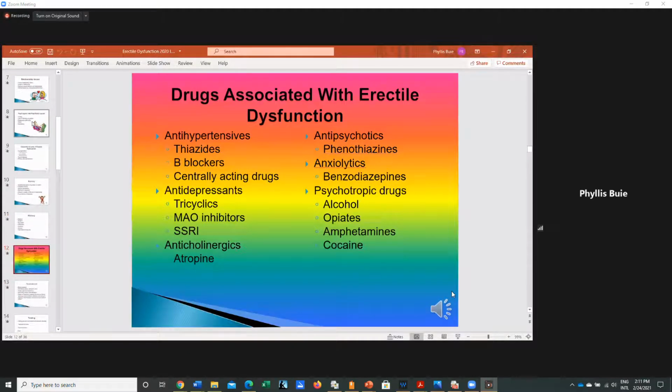Now, these are your typical drugs that are associated with erectile dysfunction: your antihypertensives, your antidepressants, anticholinergics, antipsychotics, anxiolytics, and your psychotropic drugs. And these are just a few. I mean, there's many, many drugs, but I just tried to pick the most common ones that you would see and deal with in the clinical setting when you're dealing with patients.